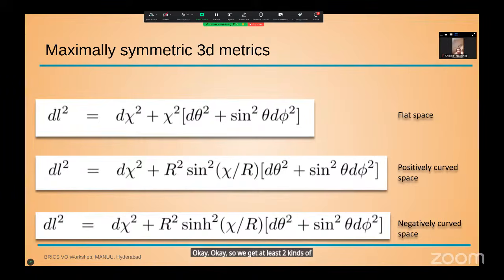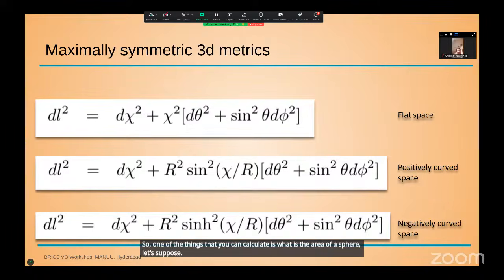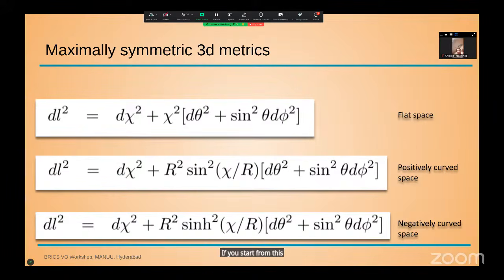Now we'll ask, what is this? What does it mean by a positively curved three-dimensional space? This is very hard to visualize. So whenever you have a hard time visualizing, try to calculate something simple. One of the things that you can calculate is the area of a sphere at a radius r. If you start from this kind of length element, can you calculate the area of a sphere?